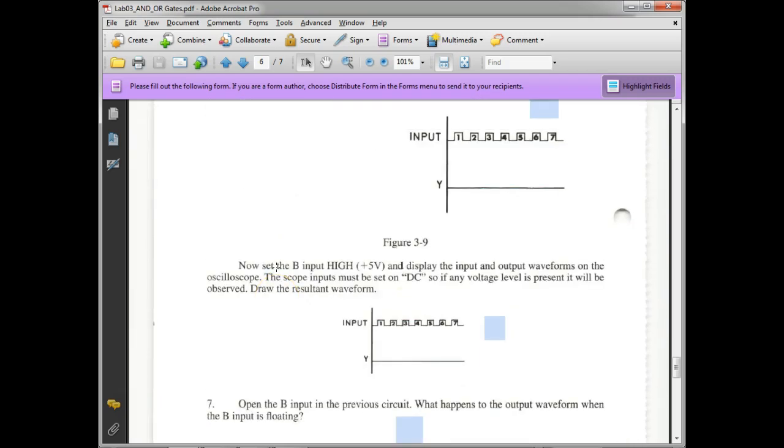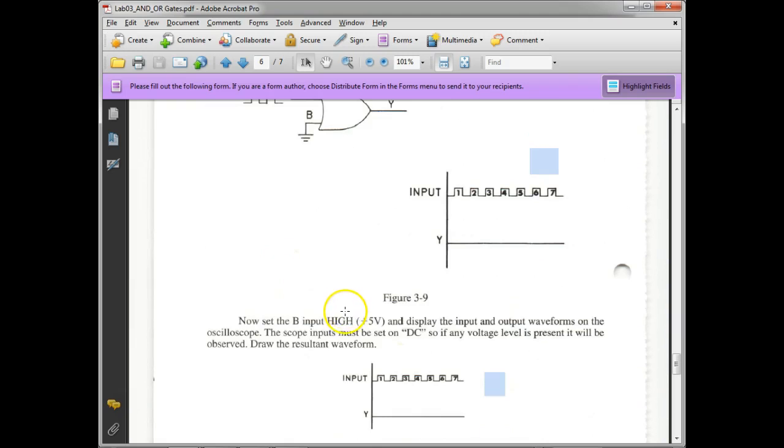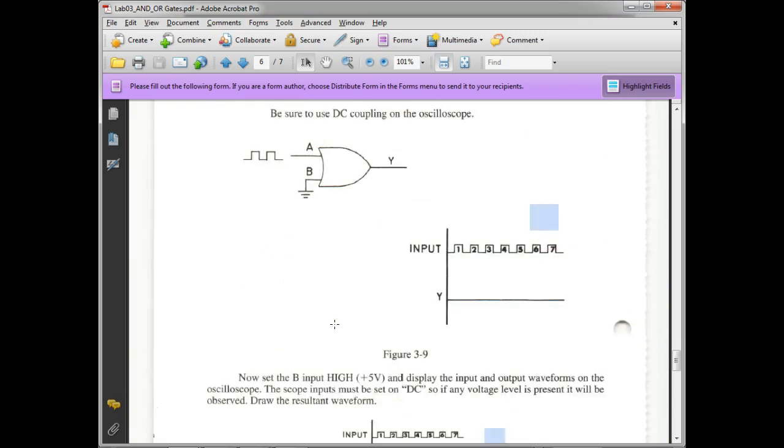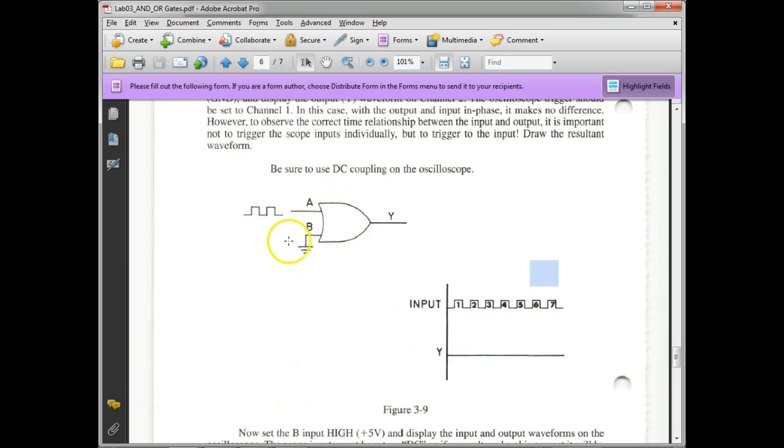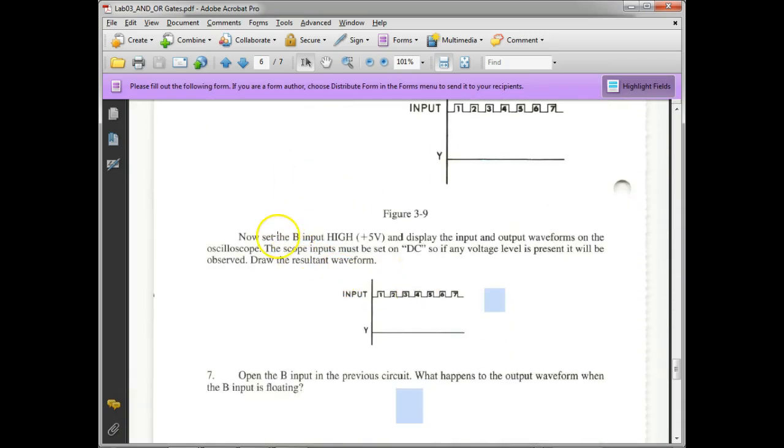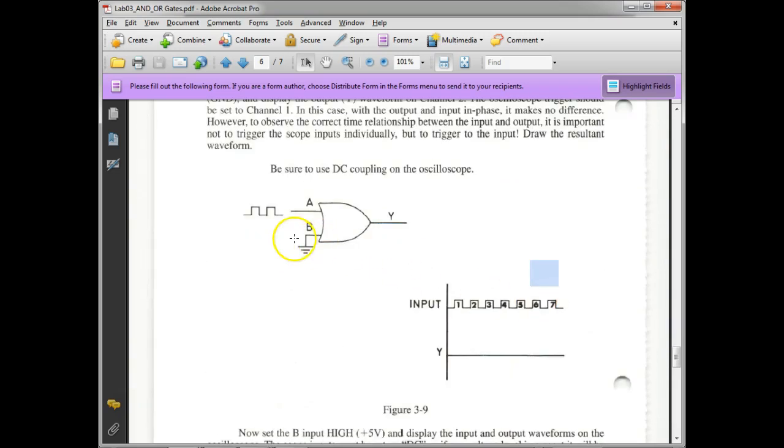Now, set the B input high. What I recommend you do, guys, is just leave this guy, just connect this up to one of your switches. So I need to come back and correct that, because here we're going to connect the B input low. Down here we're going to connect the B input what? High. So here when the B input is low, then anytime the clock goes high, the output will go high.